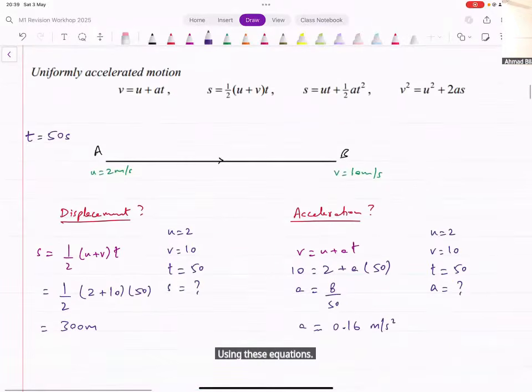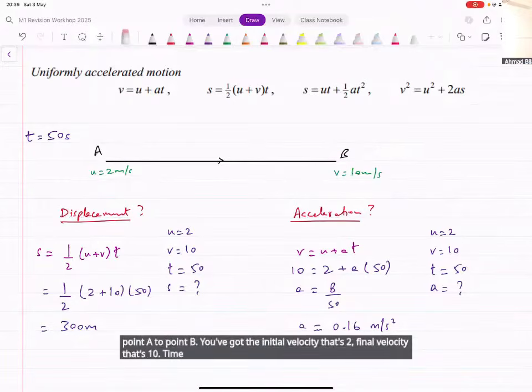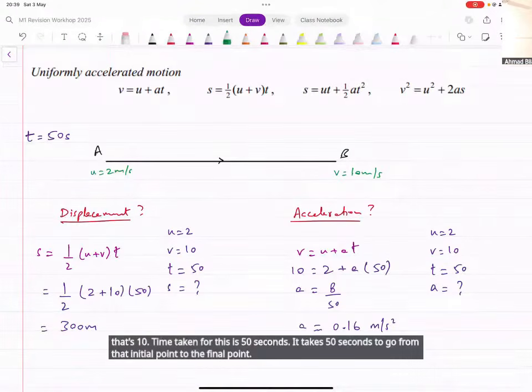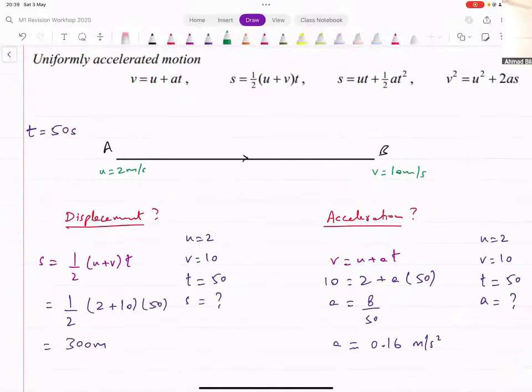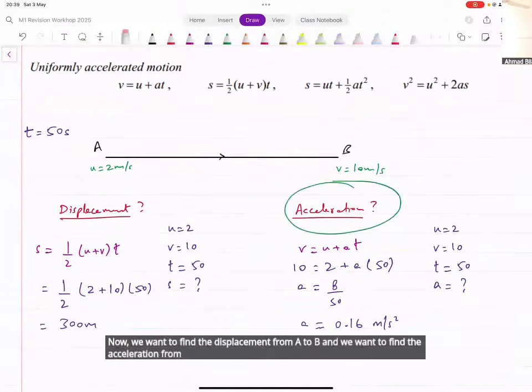For example, you have this particle that is going from point A to point B. You've got the initial velocity, that's 2, final velocity, that's 10. Time taken for this is 50 seconds. It takes 50 seconds to go from that initial point to the final point. Now, we want to find the displacement from A to B, and we want to find the acceleration from A to B. How do you do that?